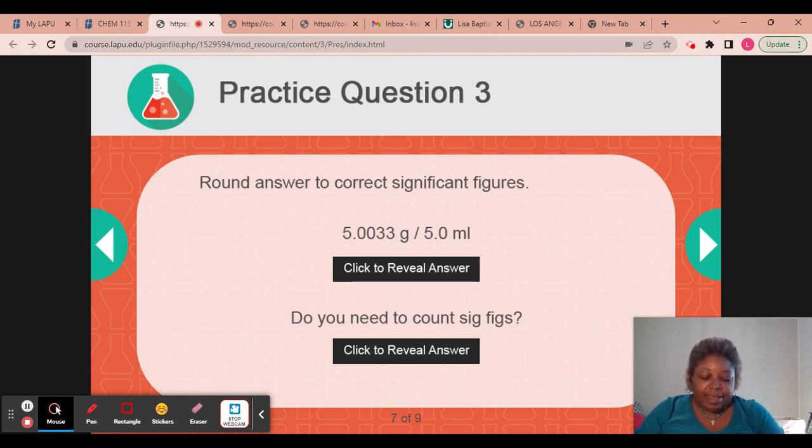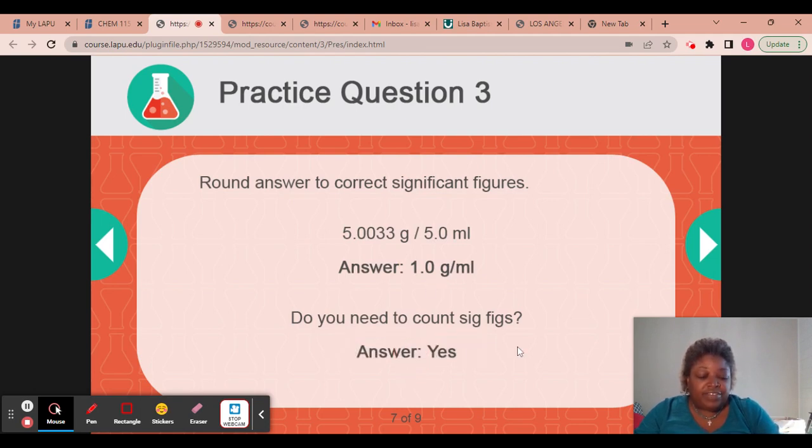5.0033 divided by 5.0. So if we put that in the calculator, 5.0033 divided by 5.0, we're going to get 1.00066. But this number has five significant figures. This number has two. We want to go with the least, and so we're going to round our answer to 1.0. Okay, and that's grams per milliliter. So that would give us the two significant figures that we want for our final answer.